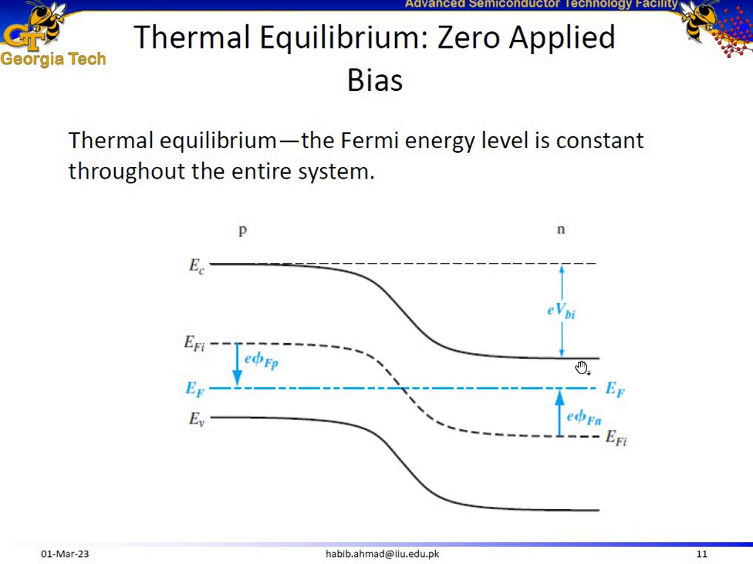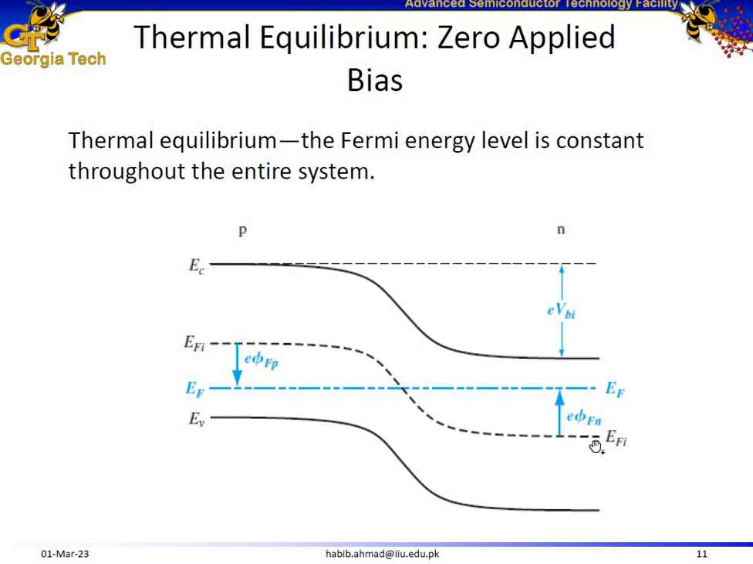And this potential, the difference between the conduction band on the N side and the conduction band on the P side, is called the built-in potential, represented by VBI. Similarly, the built-in potential is the same for the valence band as well. This is the difference between the valence band on the P side and the valence band on the N side.